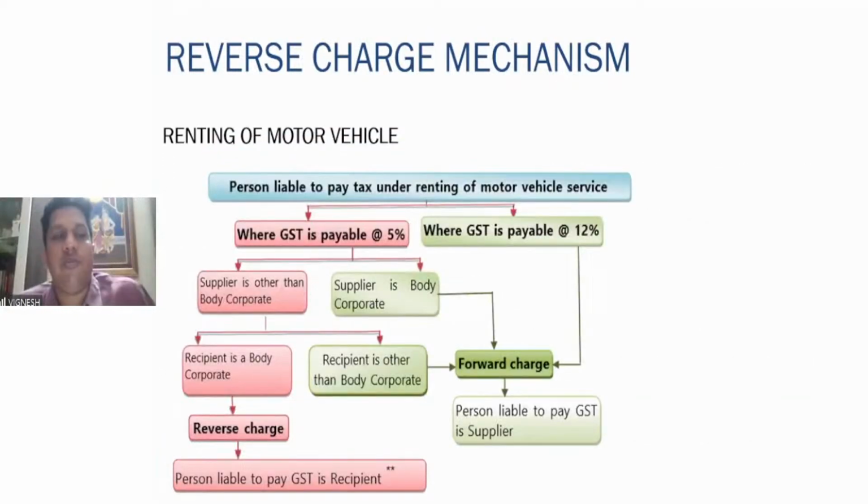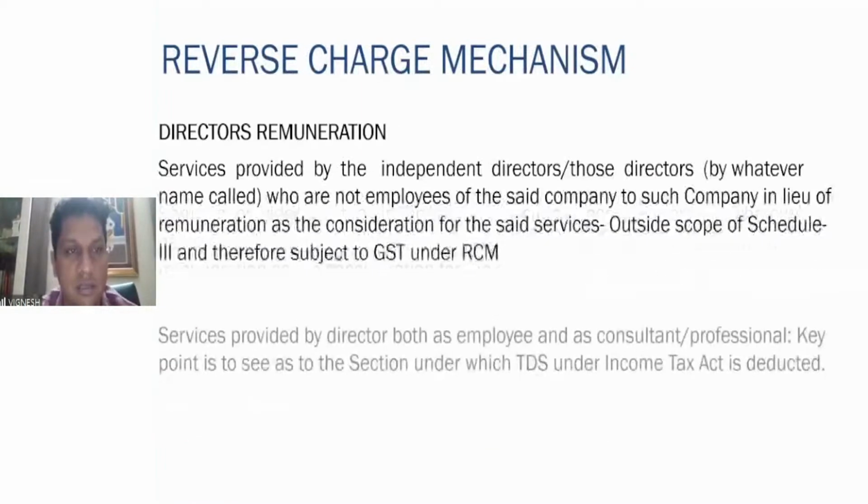Right? So renting of a motor vehicle, these are the two types which are applicable, where GST is payable at 5%. That is without input tax credit. If the supplier is other than body corporate, then we have to see whether the recipient also is a body corporate. Supplier is other than body corporate, recipient is body corporate, reverse charge mechanism. If the supplier is body corporate, recipient is other than body corporate, then there is no reverse charge, you straight away go to forward charge. So the person is liable to pay the GST as the supplier. So these are the two situations given for renting of motor vehicle service.